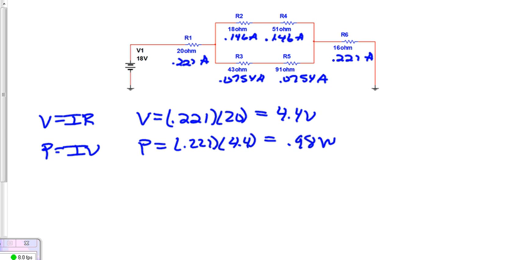Okay, so we'll do that for each of the resistors here. And I'll record those values in red next to each resistor. So then this one is 4.4 volts. This is 0.98 watts. Okay, now what about the values for the rest of the resistors here? Well, we should, again, use the same process. So this will be 3.24 volts and 0.24 watts.